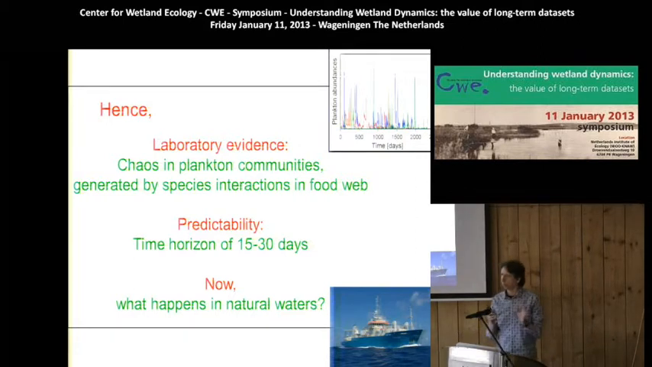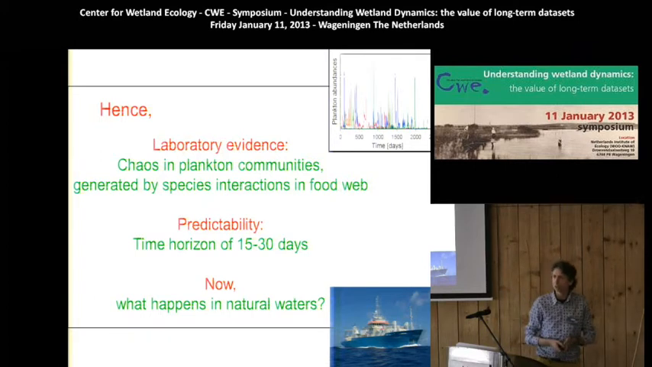We can make very good predictions on the short term, but it's much more difficult to predict which species will dominate in 30 days from now or in 50 days from now. So there's a time horizon in this laboratory system of about 15 to 30 days. You cannot predict beyond that.